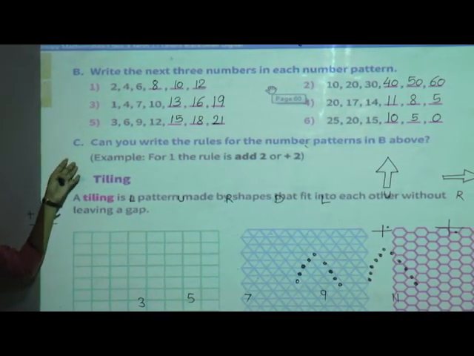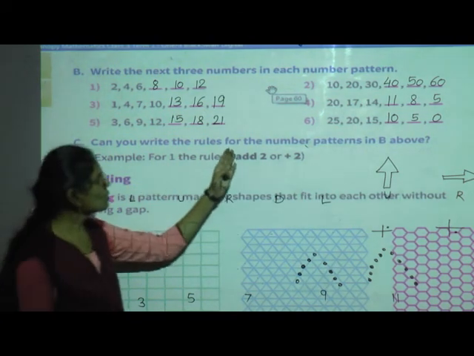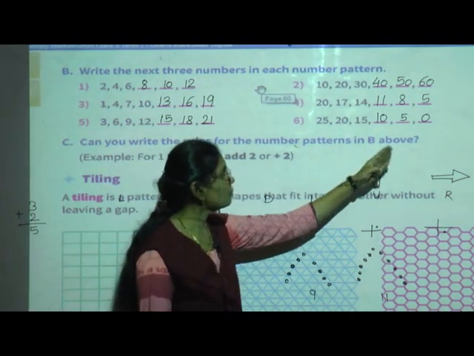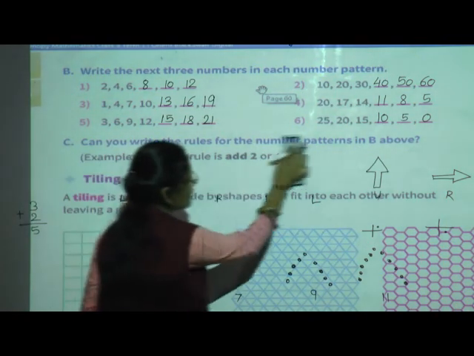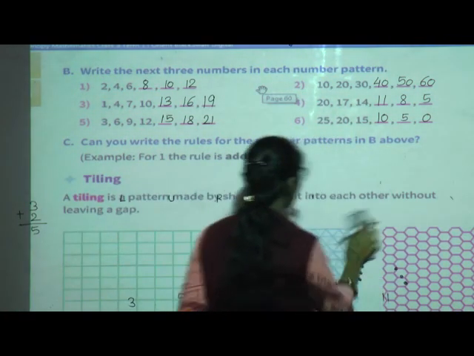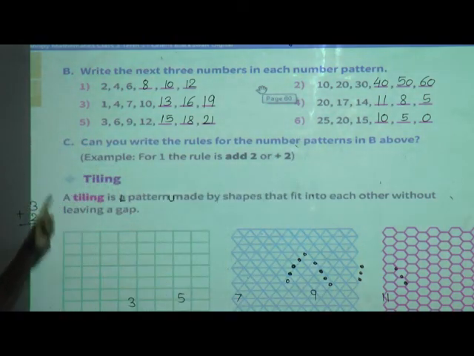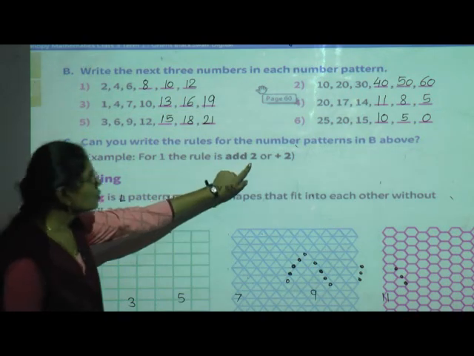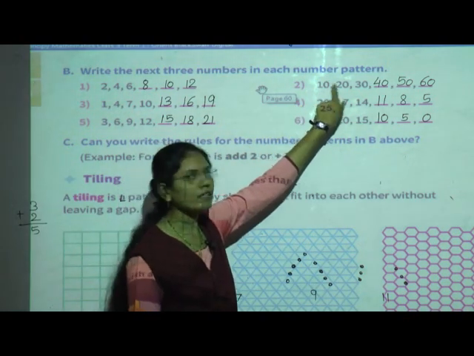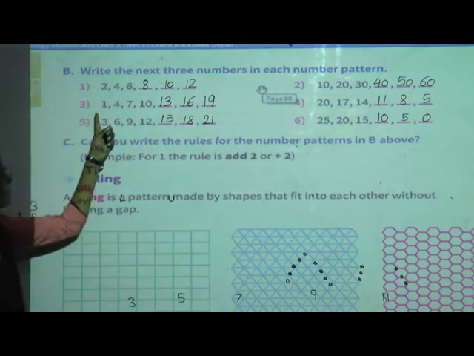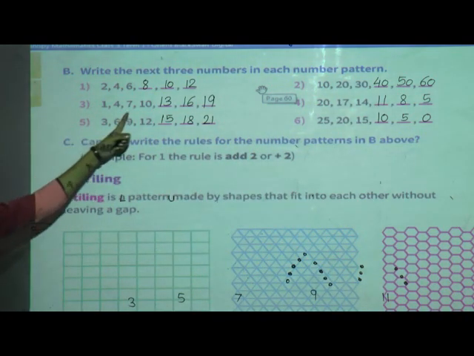Now see the last question. Can you write the rules for the number patterns in B above? I already told you what the rule is inside each. Now see the examples. For the first, the rule is add 2. Now in the second, which rule is there? Add 10.